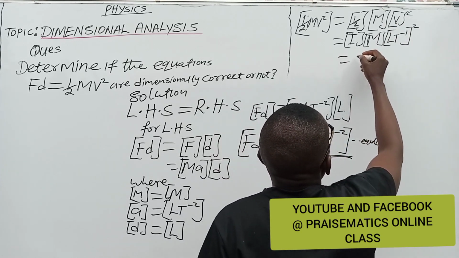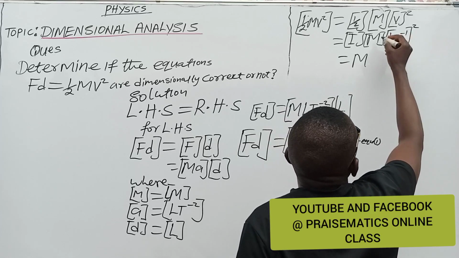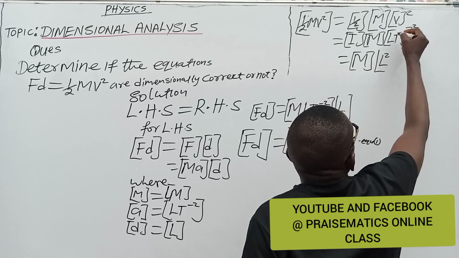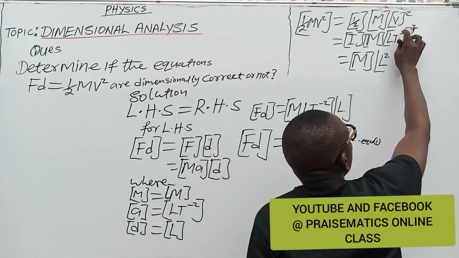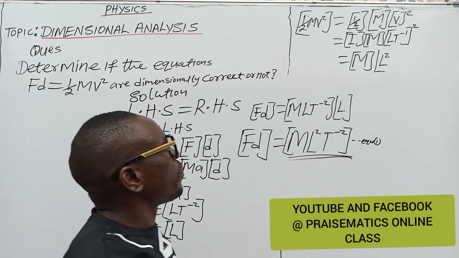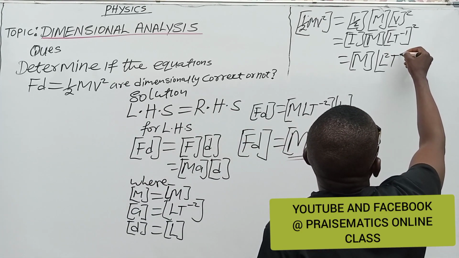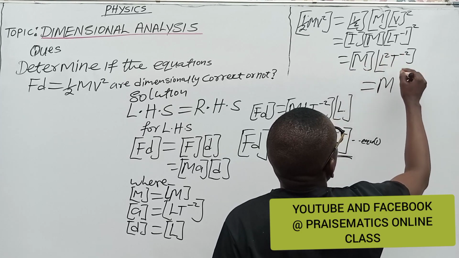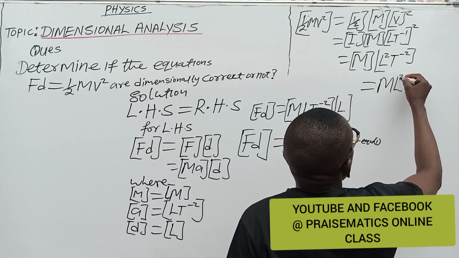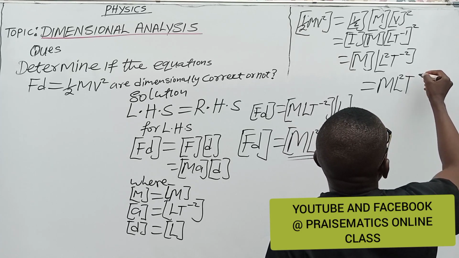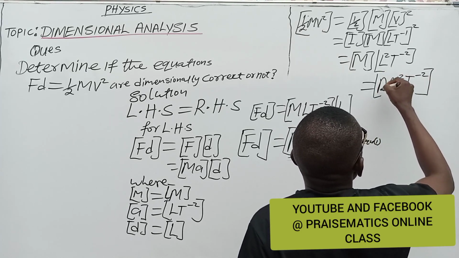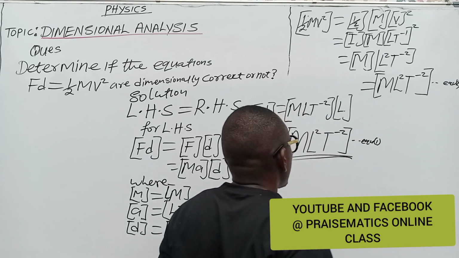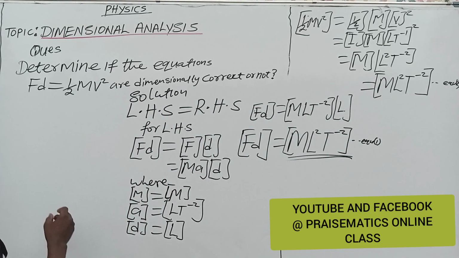Now we have M, and this multiplied by this, we have the dimension of this into L raised to power 2, by a law of indices, and T raised to power minus 2. Now what do we have? We have M raised to power 1, L raised to power 2, T raised to power minus 2. And that is the dimension, which is called equation 2.